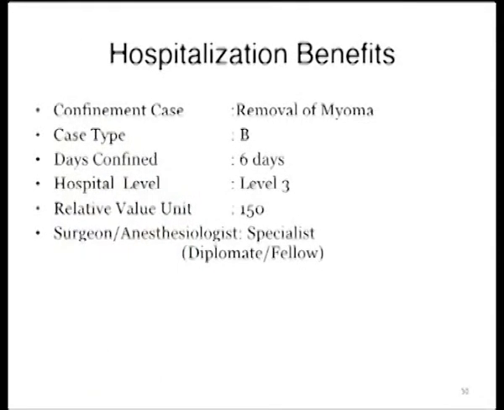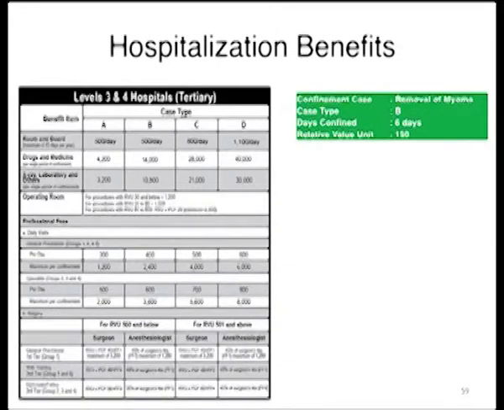This case is a 46-year-old woman who was admitted for removal of myoma or myomectomy. She was confined in a level 3 hospital for 6 days. A gynecologist and an anesthesiologist, both fellows in their respective societies, were the healthcare providers. Case type of myomectomy is B with a relative value unit of 150. The hospital of confinement is level 3, so the table for level 3 and 4 will be the basis for computing hospitalization benefits. The following are the benefit allowances.